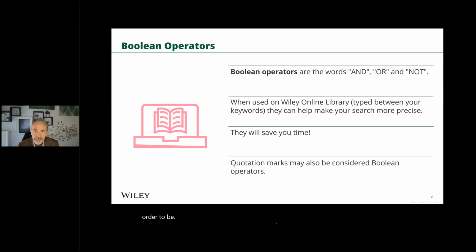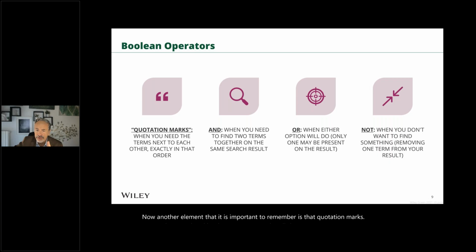Obviously, the use of these operators will make your search more precise and therefore save you time. Now, another element that it is important to remember is that quotation marks can be considered Boolean operators, and I will show you why. So the quotation marks mean that when you need to search the terms that must be exactly next to each other in that order. So that's basically an AND, and there is also an order, one word after the other.